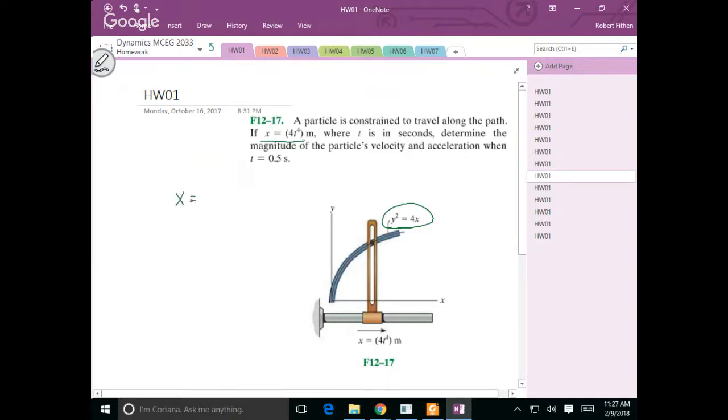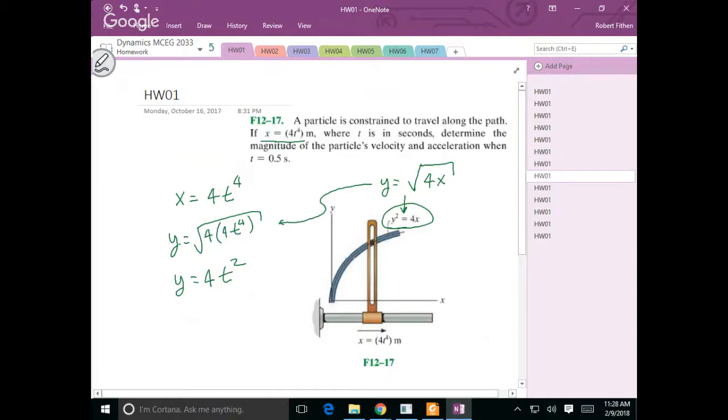So I'll just say this, x equals 4t to the fourth. However, if I look at this, y is equal to the square root of 4x. So, being the person that doesn't want to work terribly hard, I would say y is equal to the square root of 4 times 4t to the fourth. That's kind of convenient, because I think it's 4t squared. Is that right? Did I do that right? Let me know if I didn't do it right. If I did, I'm just going to go on.